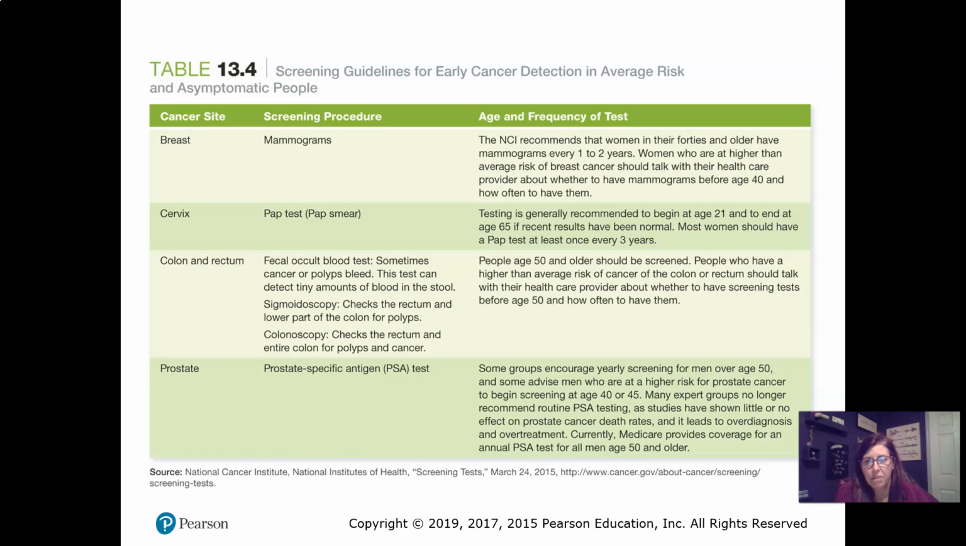Prostate. It's the prostate-specific antigen, PSA test. And some groups encourage yearly screening for men over the age of 50. And some advise men who are at higher risk for prostate cancer to begin screening at age 40, 45. So just be aware and do your detection and get your screenings done, because the earlier the better.